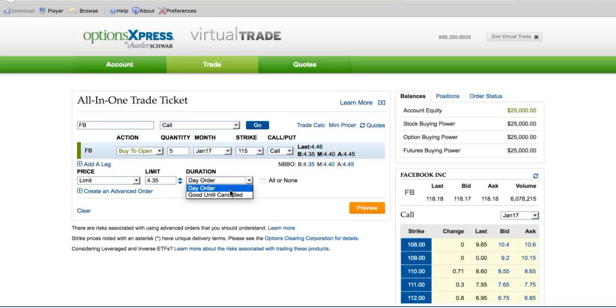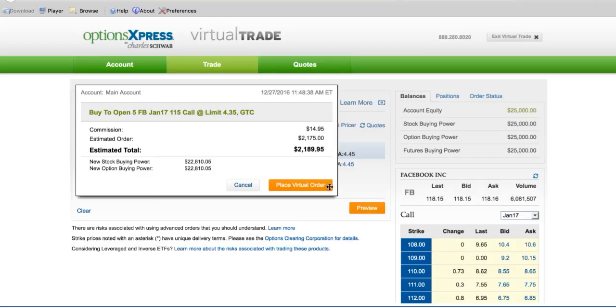And the duration is day order or good till cancel. Day order means that I want that order to fill today. So if Facebook drops to the 435 anytime today, it would fill. It might take a few hours. Or if I put good till cancel, that could be anytime for the next few months. If Facebook drops down to that price, then it would fill. But again, it's the $4.35 times 100 times the quantity of 5.